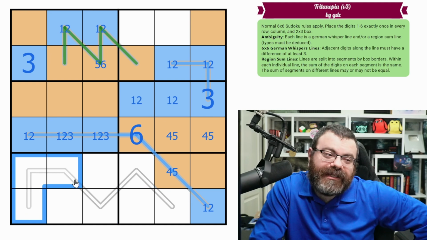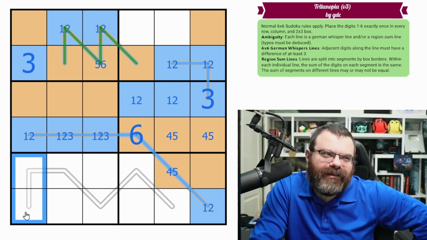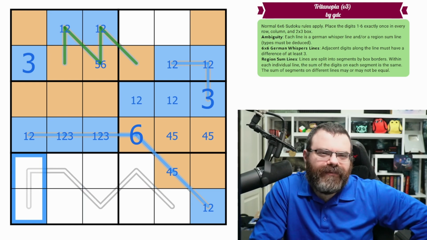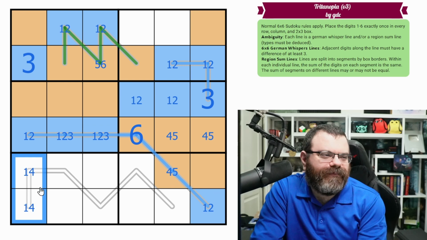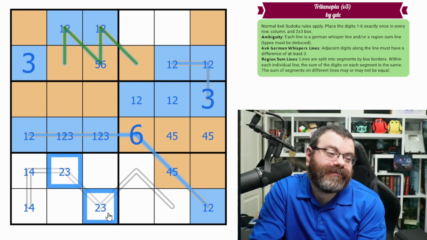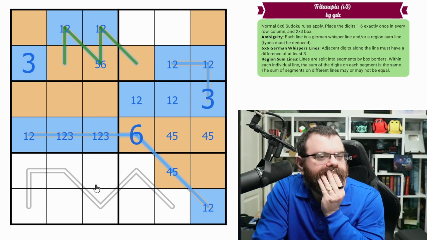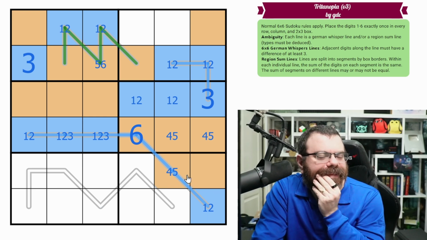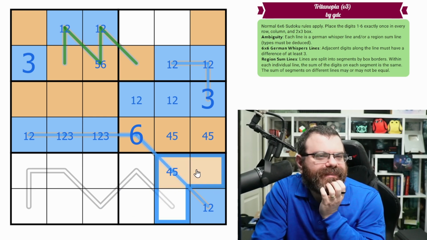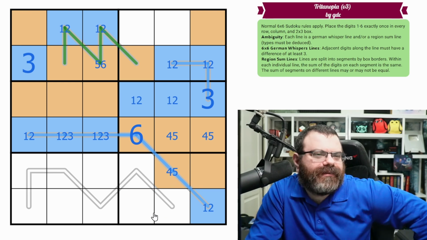It might be hard to make this region sum because we only have 1 low left in this column. So the very, very lowest we could make this is 1, 4. Oh, I guess that works easily. Okay. 6 in this box is in one of these two. Huh.